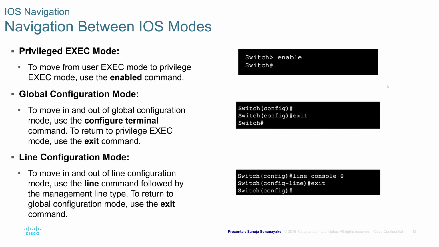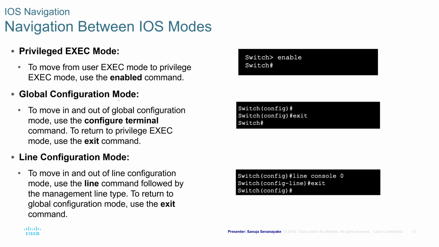Next, we will look at how we can navigate between IOS modes. To go into the privilege executive mode, you will first log into your Cisco device, and you will end up at a switch with this symbol. And you enter EN or enable. EN is the short form. I usually use EN, but you can use enable. That's the complete form. You enter enable and then press enter, and it will get you from executive mode to privilege executive mode.